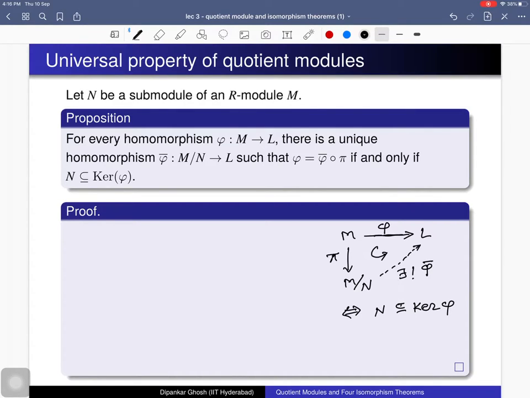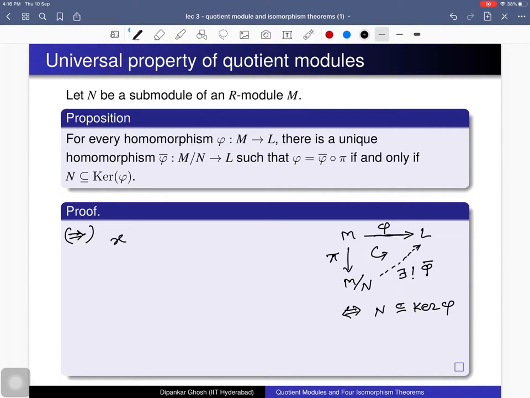So let's prove this proposition. One part is trivial. Suppose phi is a module homomorphism, and you can lift it to a module homomorphism from M mod n to L. Now you want to prove that n is contained in the kernel of that module homomorphism.